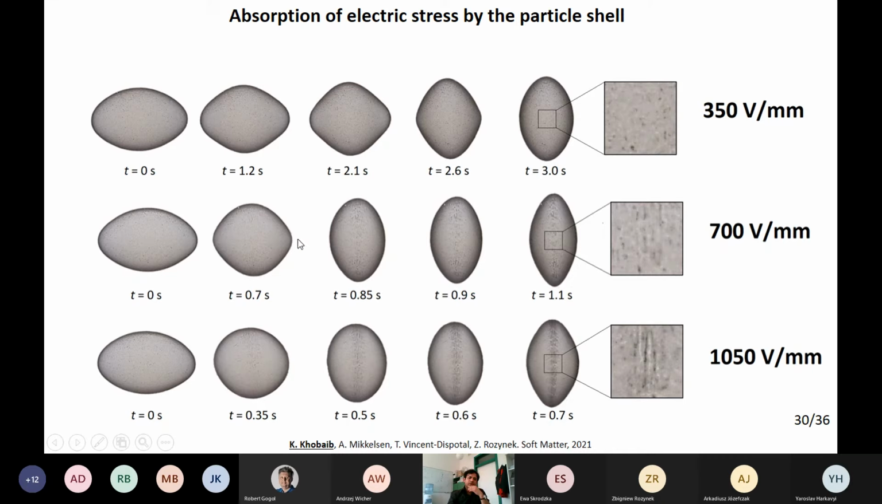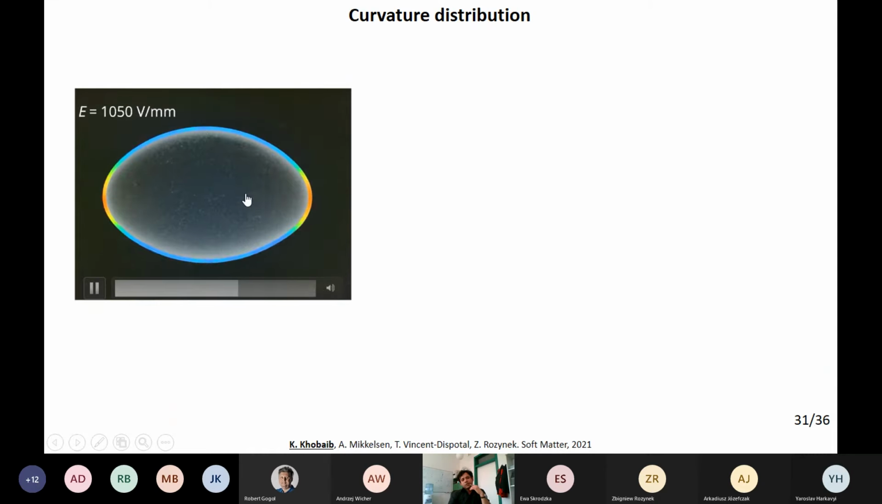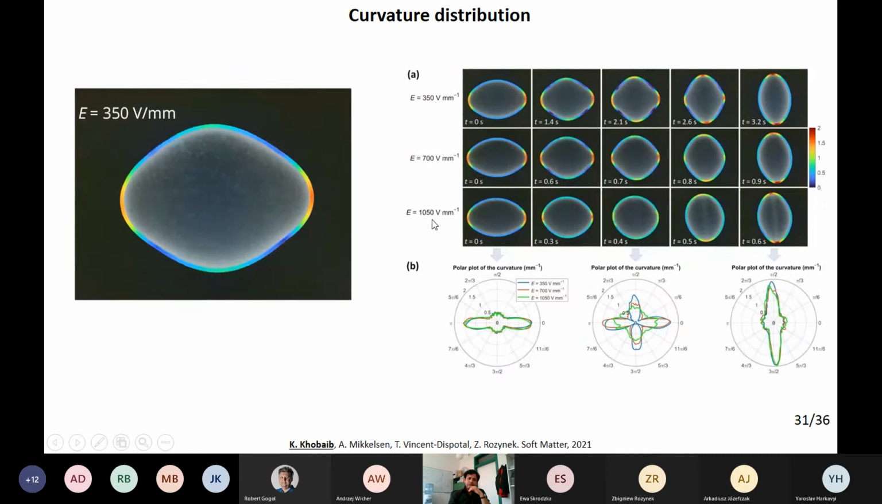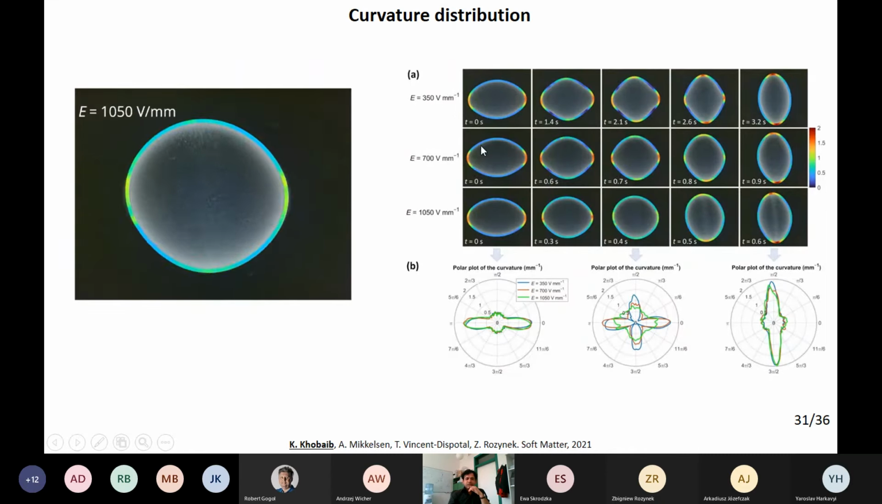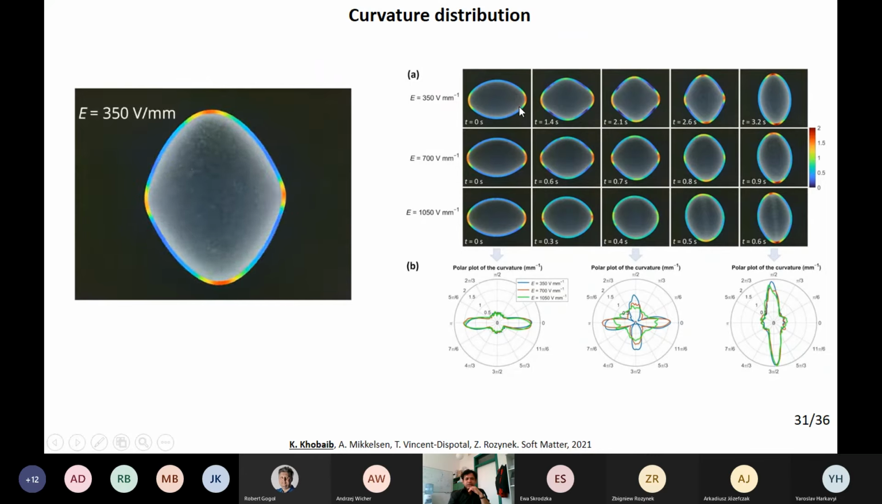Now we also calculated the curvature distribution during the phase changes and the effect of the electric field on the curvature of the droplet. Here we draw the contour on the two-dimensional droplet, and the droplet is subjected to 350 to 1050 volt per millimeter. When the electric field was 0, the curvature was maximum at the principal axis.